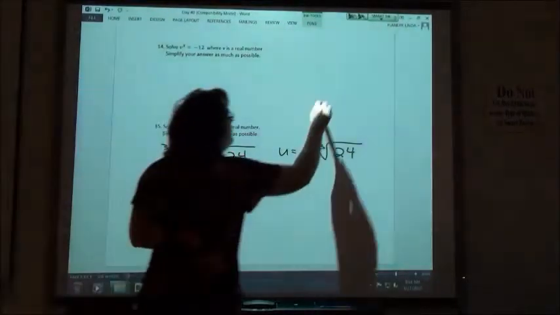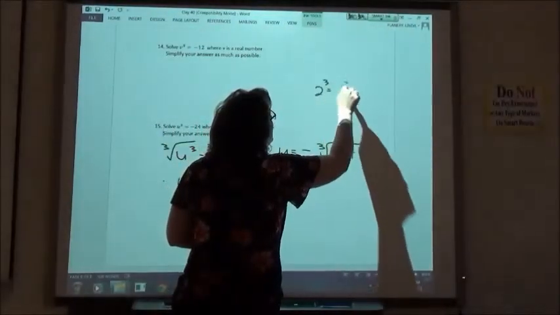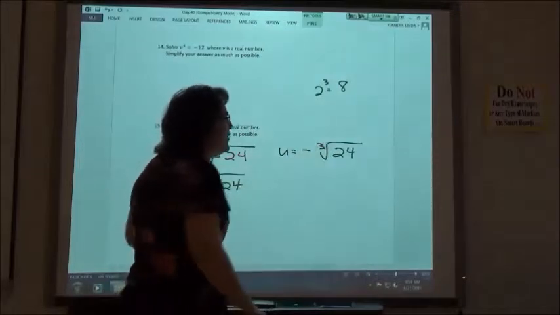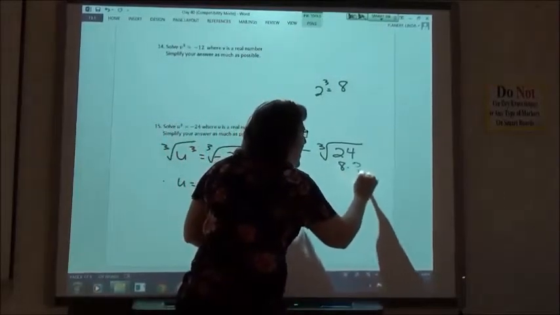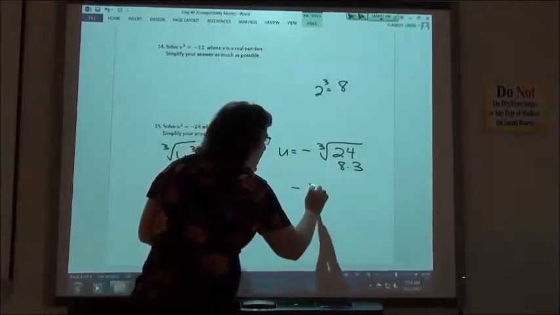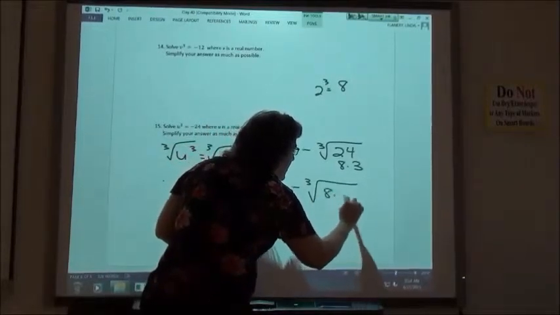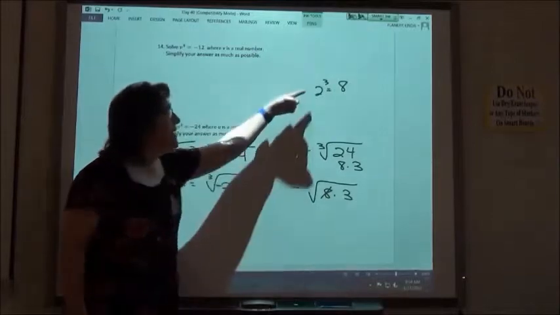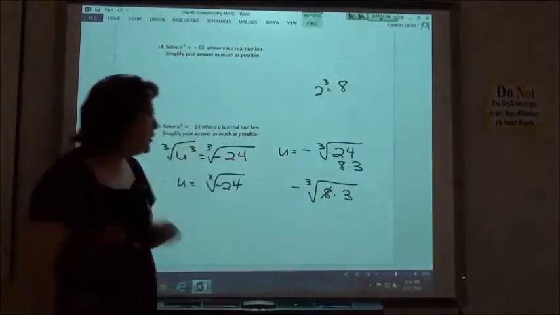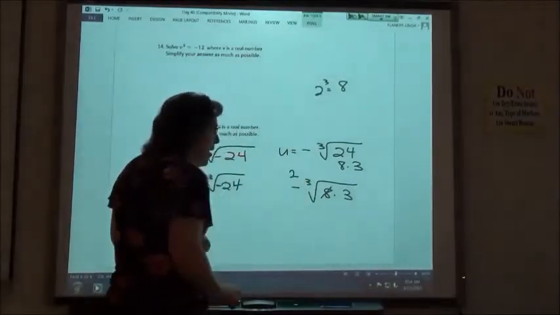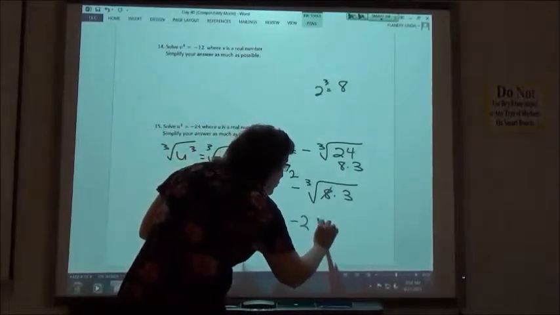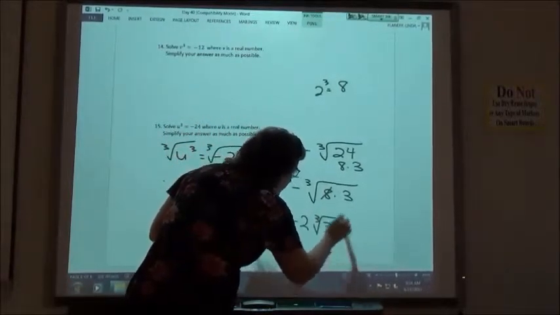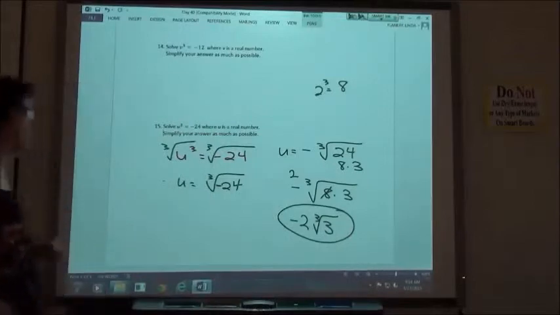Remember I had that list before, 2 cubed is equal to 8. So I can factor 24 into 8 times 3. So I have negative the cubed root of 8 times 3. The cubed root of 8 is 2, because 2 times 2 times 2 is 8. So that 2 is going to go out in front. I'm going to get negative 2 times the cubed root of 3 then for my answer.